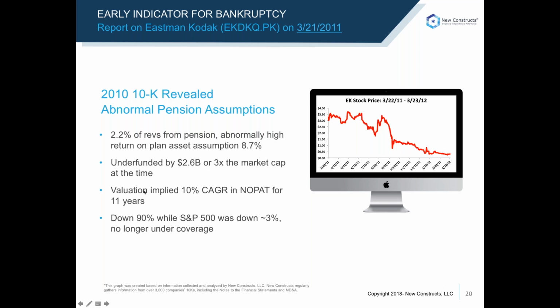At the same time, the valuation of the stock implied a 10% compounded annual growth rate in net operating profit after tax for over a decade. So you've got really high expectations for future cash flow growth. Wow. The pension plan is being exploited to show earnings growth where there isn't any, right? Bad earnings quality, expensive valuation, that gets a very unattractive rating in our system, and the stock was down 90% within a short amount of time.